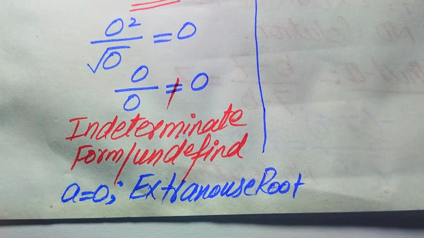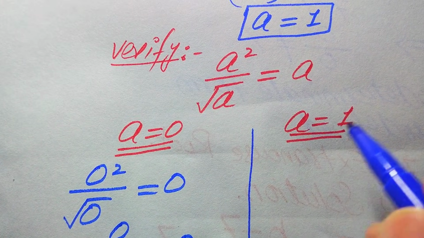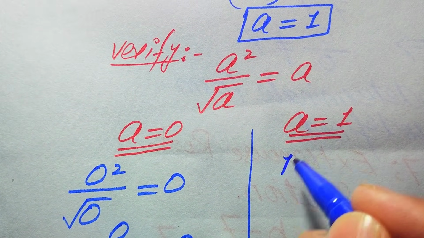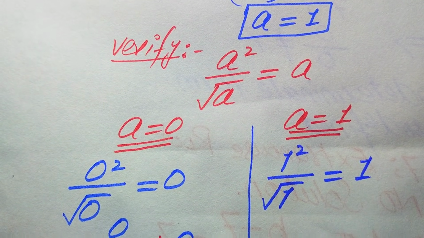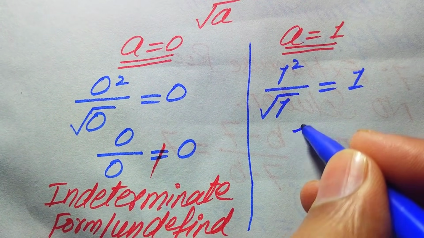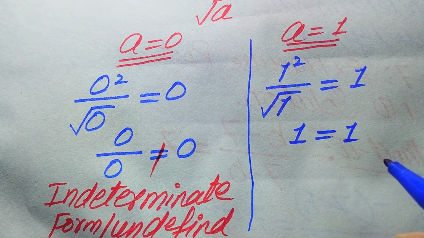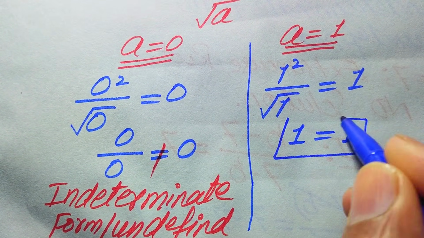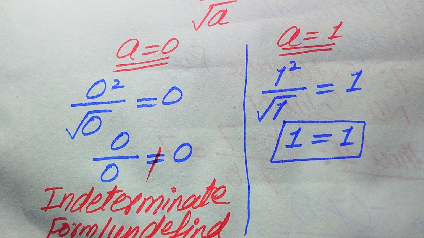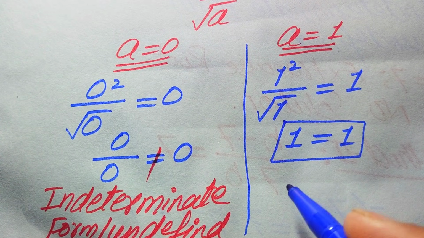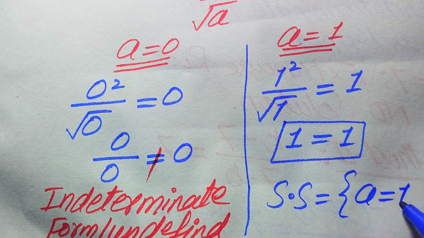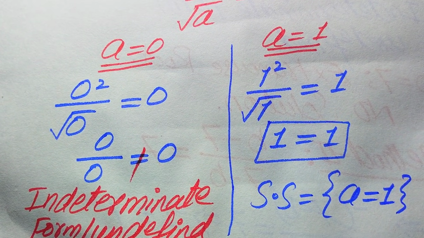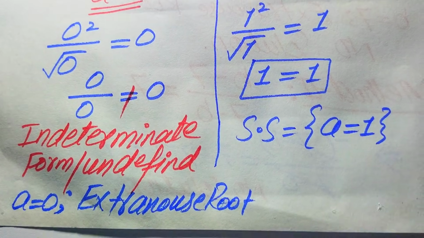So in the next step we need to verify the second value of a, and here we substitute a equals 1 on both of the sides, and it becomes 1 squared divided by square root of 1 equals 1. And here you clearly see that 1 squared becomes 1, equals 1. This means that both of the sides are equal, and this concludes that the value a equals 1 satisfies our given question statement. So we conclude that the solution set of this problem is a equals 1. So this is the only one solution of the given equation.